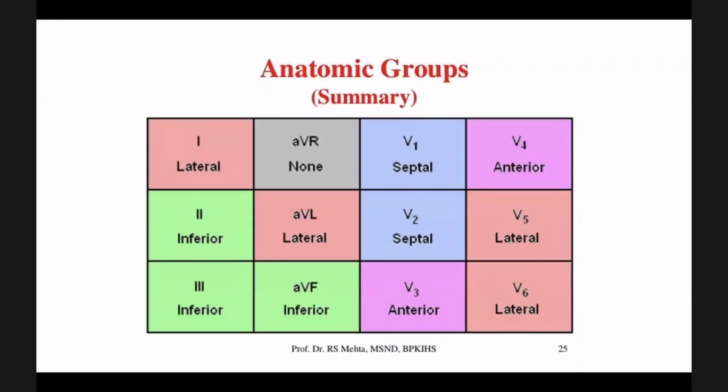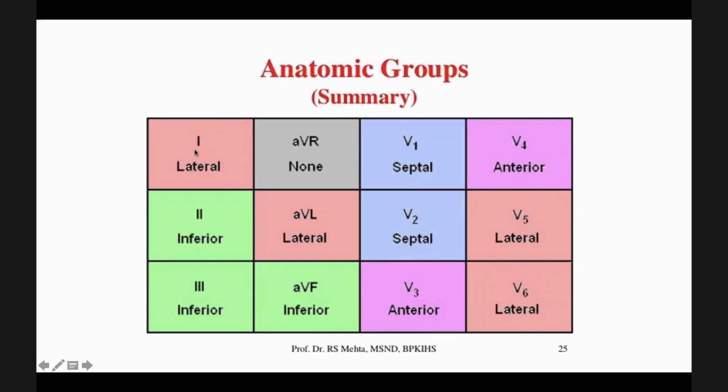So usually we group ECG leads. Leads 2, 3, and AVF, you call the inferior leads. So if you see something in these 3 leads, you call it an inferior MI.